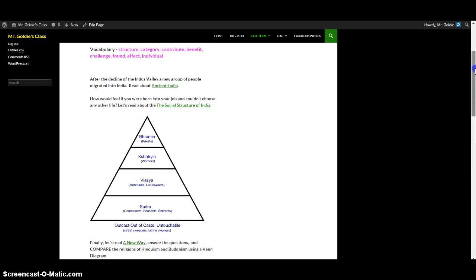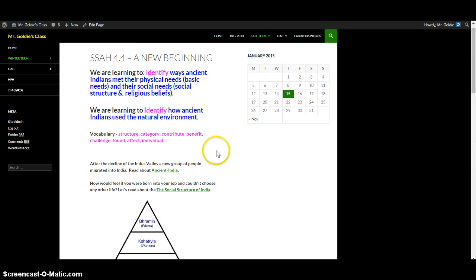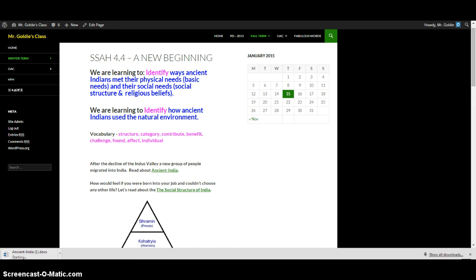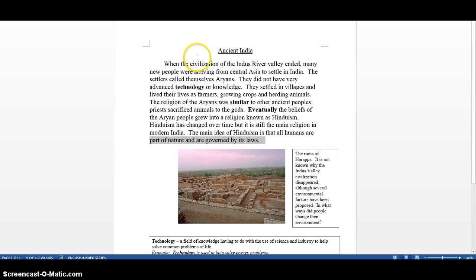So let's go back up here. Ancient India. Let's start with this one. Ancient India. Keep in mind how the ancient Indians met their basic needs while we read this, alright? When the civilization of the Indus River Valley ended, many new people were arriving from Central Asia to settle in India. The settlers called themselves Aryans.